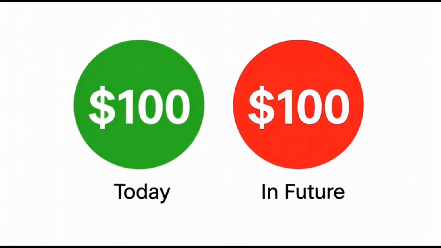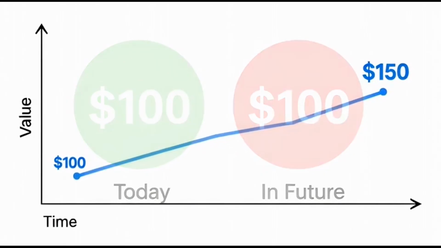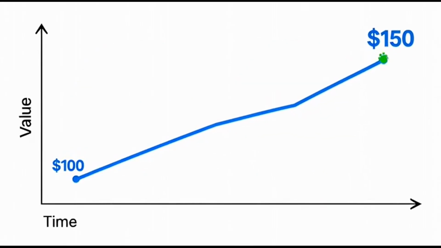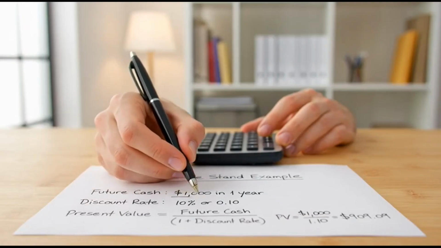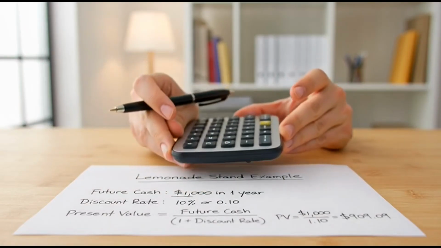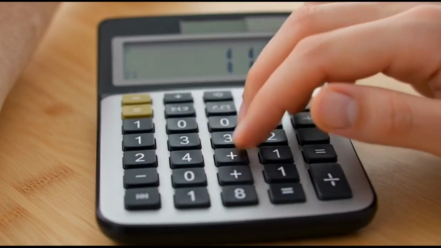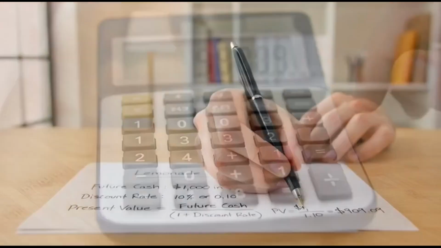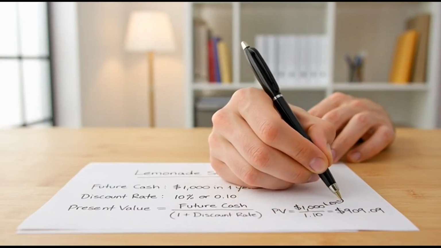$1 today is worth more than $1 in the future because it can be invested to earn returns. We adjust future cash to today's value so we can compare it properly. For example, a lemonade stand expects $1,000 next year. We discount it by 10% to find its value today.